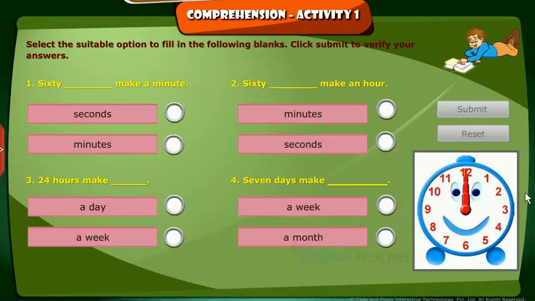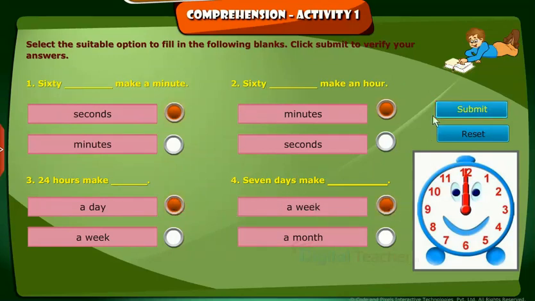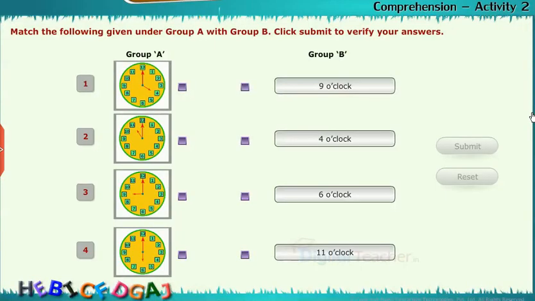Comprehension, Activity 1. Select the suitable option to fill in the following blanks. Click Submit to verify your answers. Comprehension, Activity 2. Match the following given under Group A with Group B. Click Submit to verify your answers.